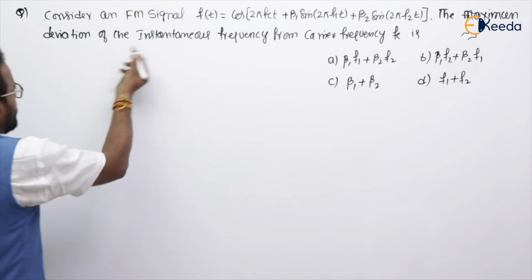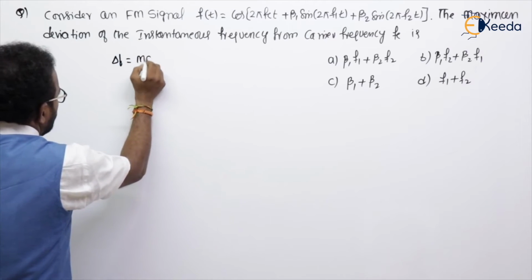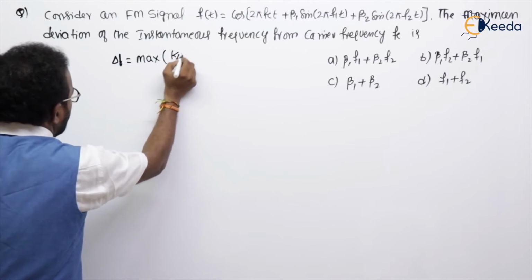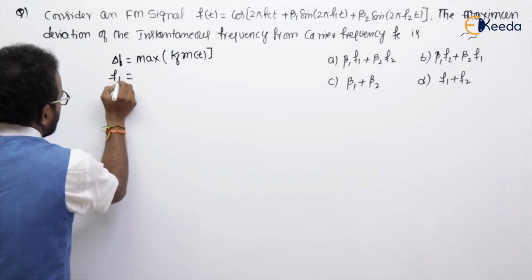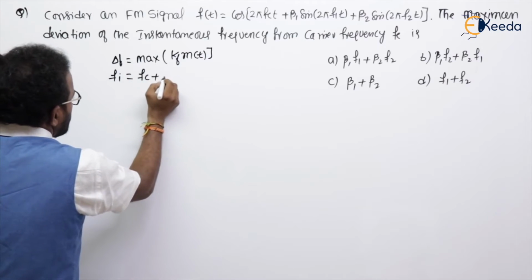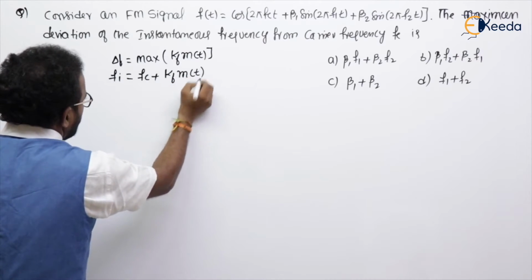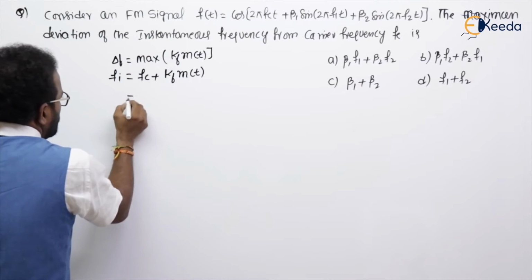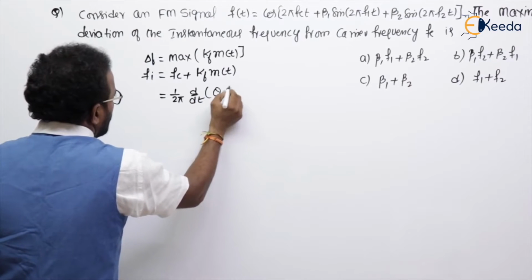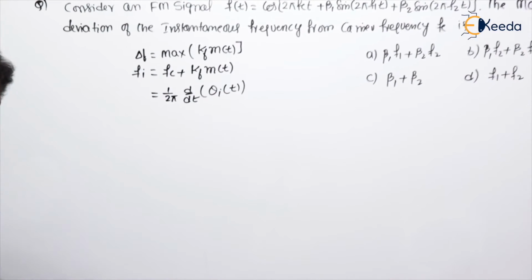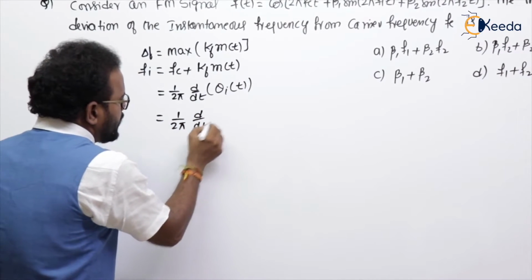So maximum deviation of the instantaneous frequency means delta f. Common procedure: maximum value of kf into m of t. In the instantaneous frequency, the term added to fc is called kf into m of t. How to get fi? 1 by 2 pi into d by dt of the total angle of the angle modulated signal.